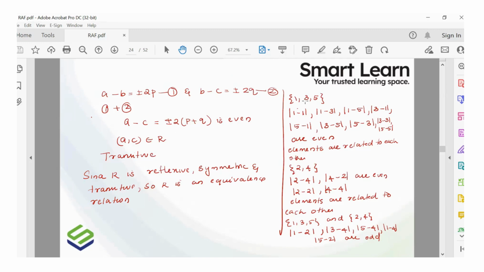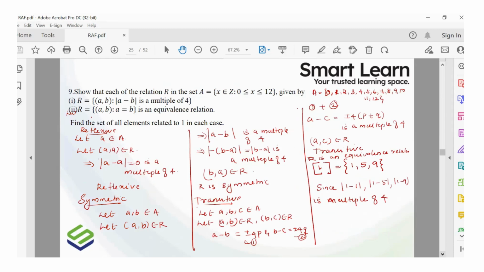Now you have to find the elements related to 1, 3, 5. Modulus of a minus b: 1 minus 1, 1 minus 3, 1 minus 5, 3 minus 1. In any case your answer will be even. For 2, 4: 2 minus 4, 4 minus 2, 2 minus 2, 4 minus 4, that is also even. So here the elements are related to each other. But when you take 1, 3, 5 and 2, 4, 1 minus 2 is odd, 3 minus 2 is odd. Understood? So this is the equivalence class.